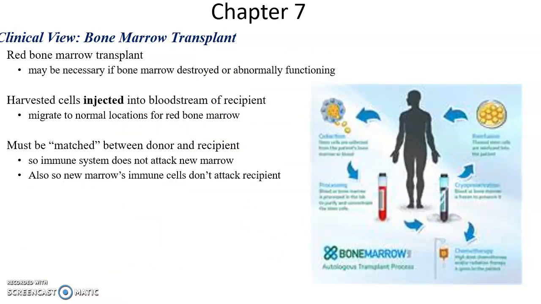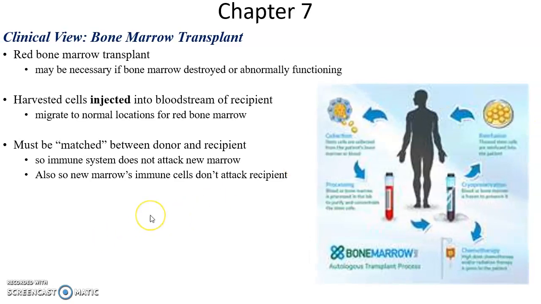All right, bone marrow transplants. It turns out that we are able to take the multipotent stem cells found in the red bone marrow from someone who's healthy and transplant them, injected into the bloodstream of the recipient. So someone who's had their red bone marrow destroyed or is functioning abnormally, either because they're destroying the bone marrow to get rid of, say, leukemia or some other health issue, can get a replacement red bone marrow from a healthy donor that is matched very closely to the recipient.